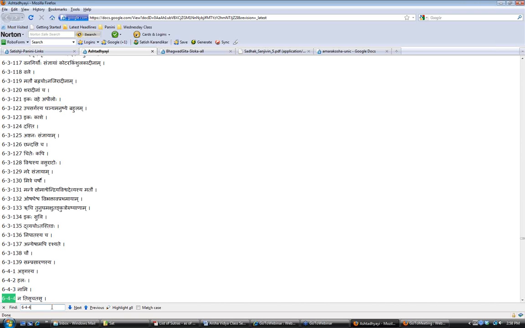Otherwise, this sutram doesn't make any sense. So the fact that Pani is saying don't do dirgha when nam follows means nam has to follow. Otherwise, nisheda vratam syat. This will be a useless nisheda to do. If nam is never going to follow, then what's the point of saying don't do dirgha when nam follows?